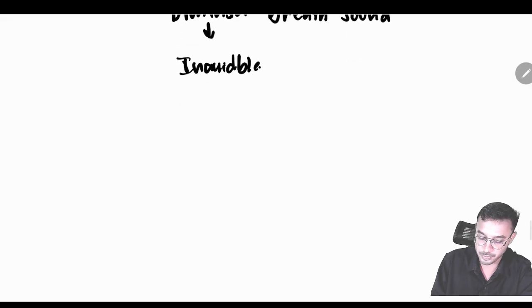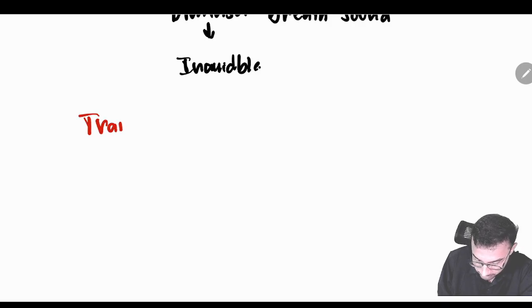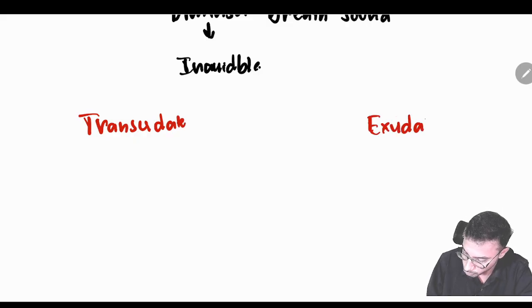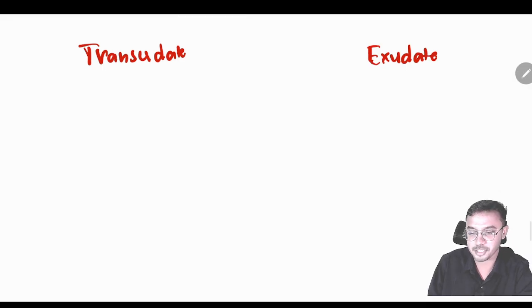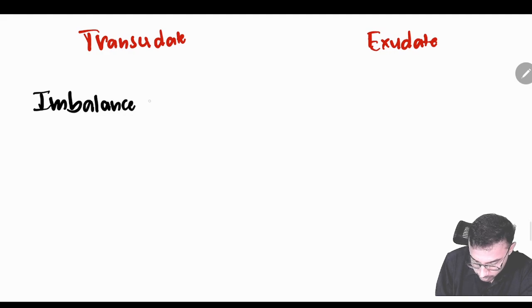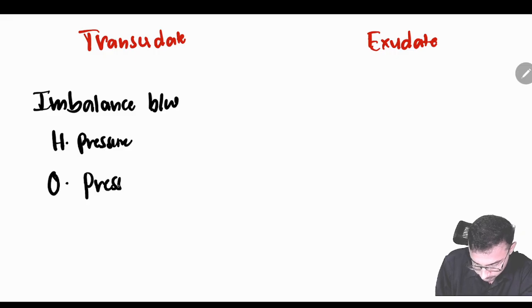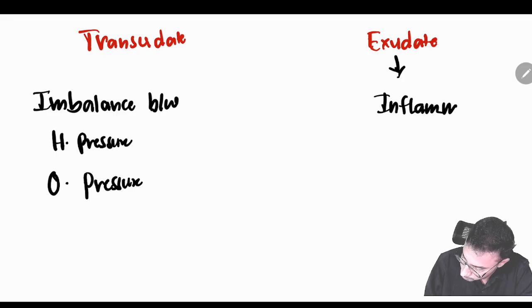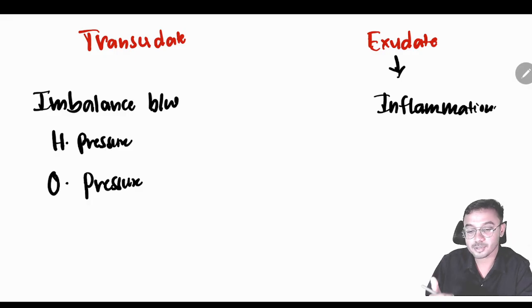So there are two types of pleural effusion. One is the transudate variety and the next one is the exudate variety. The reason behind transudative and exudative pleural effusion: if there is an imbalance between hydrostatic pressure and oncotic pressure, that is the transudative variety. What do you mean by the exudative variety? It is mainly due to inflammation.